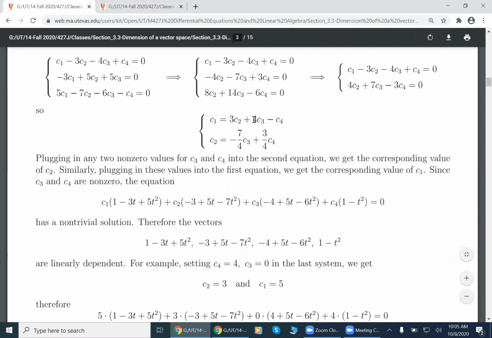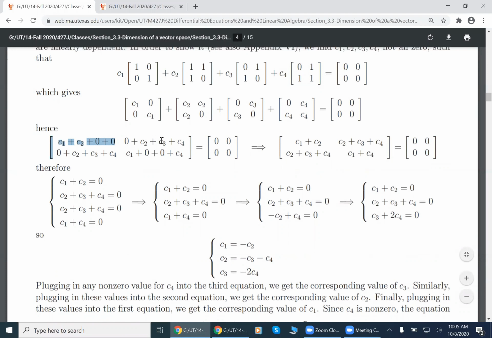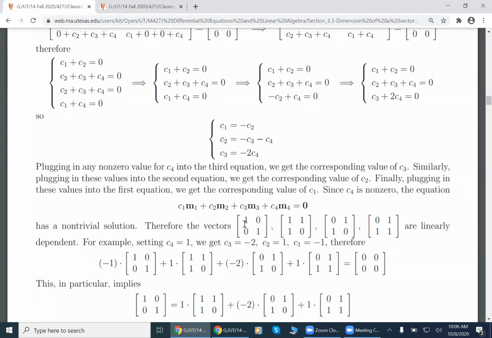Now we have matrices. Once again, one way to solve this problem is set up the corresponding equation, move all these C's inside, add up these matrices. Done. Two matrices are equal if and only if the corresponding entries are equal. It gives us this system of equations. We solve it and we see we can plug in whatever instead of C4, we get C3. Then replace C3 and C4 here by these numbers, we get C2, and then we find C1. So our matrices are dependent. Here's a particular example. C4 is 1, here is C3, C2, and C1.